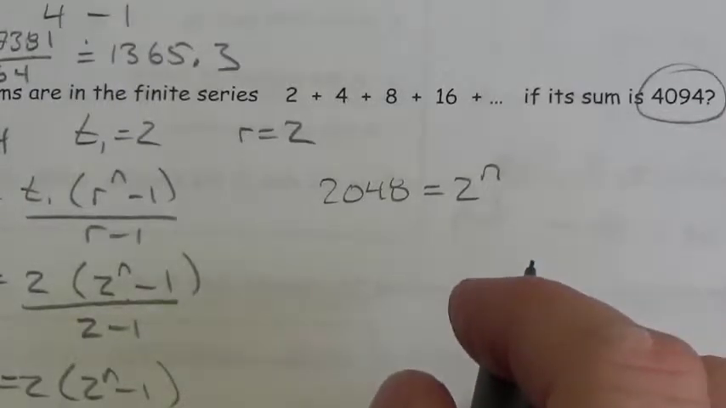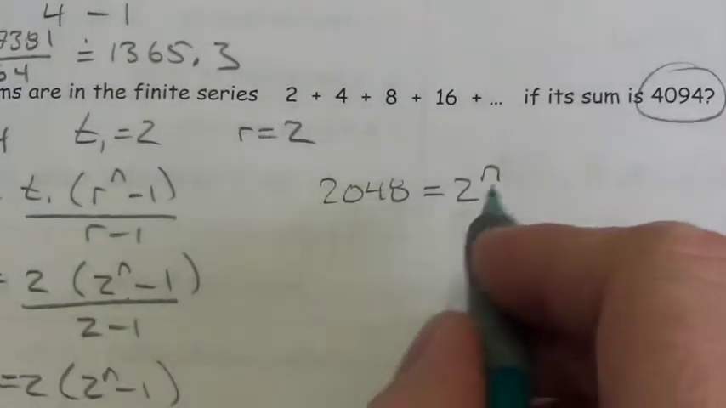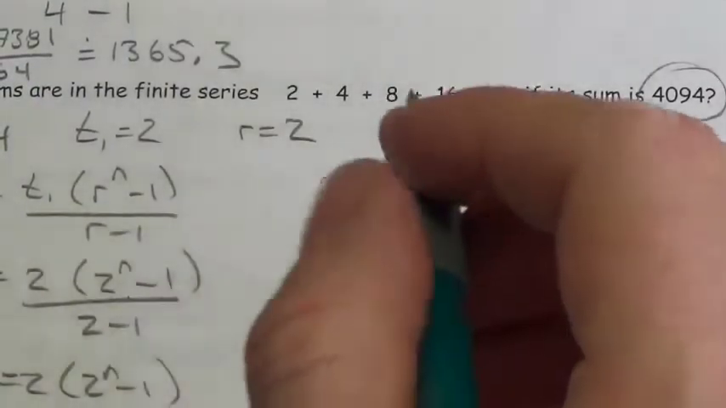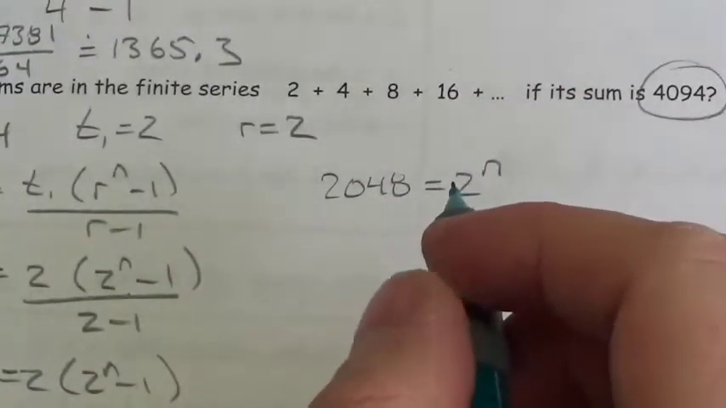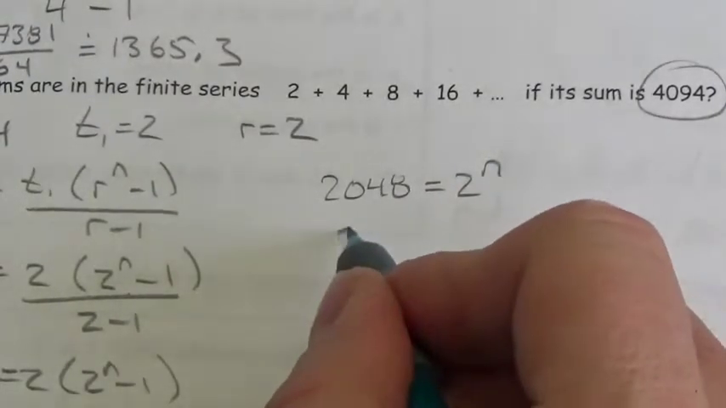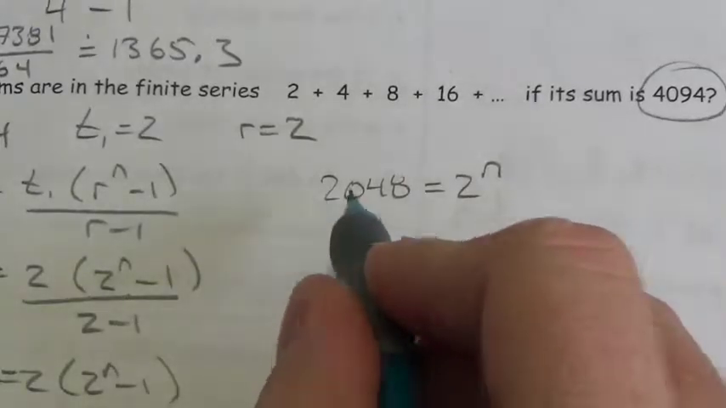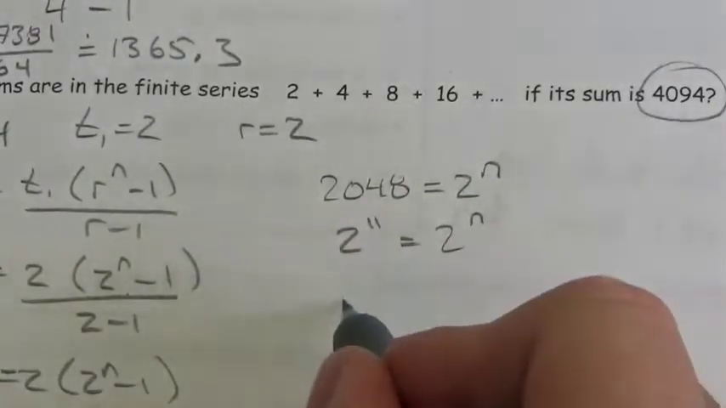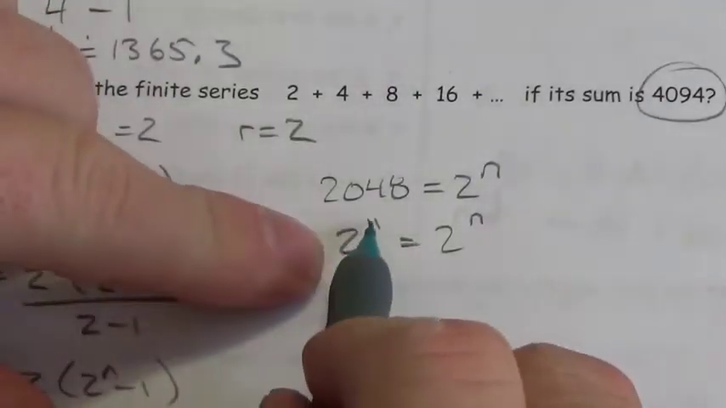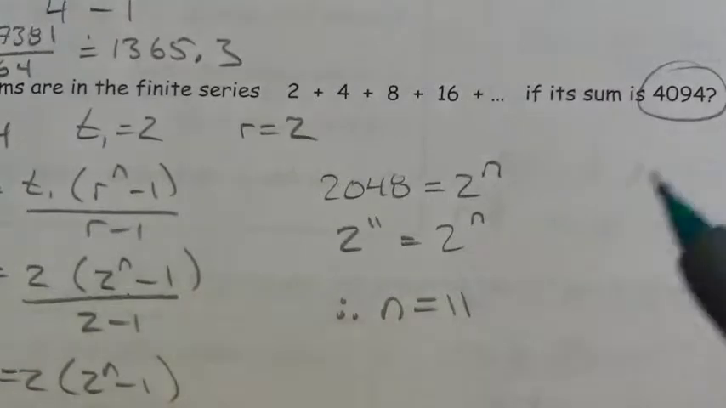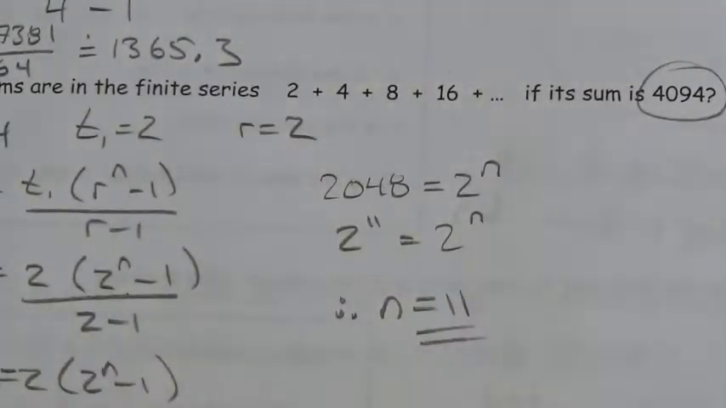Now, it turns out though, I don't have to play with my powers of 2 all that long to realize that this is in fact a power of 2. I know off the top of my head that 2 to the 10 is 1,024. And so when I look at that a little closer, 2,048 is really just 2 to the 11. So that means if 2 to the 11 is the same as 2 to the n, n must be the same as 11. So there are 11 terms in that series.